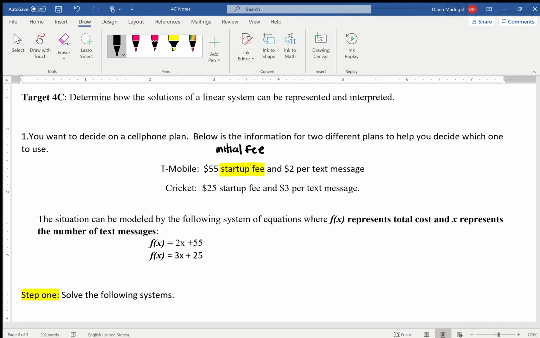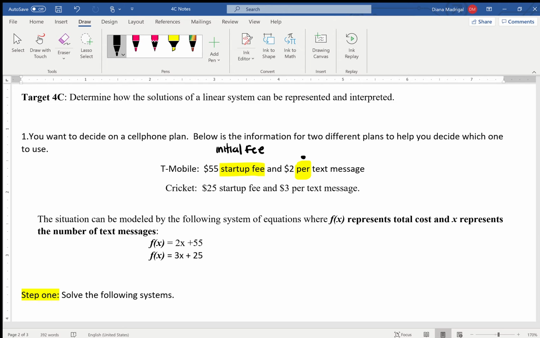All right, remember the word per. The word per means times the text messages. So it's 2 times the text message. Cricket is charging $25 for the starting fee, so the initial fee, and $3 per text message, so $3 times the text messages. The situation can be modeled by the following system of equations where f of x represents the total cost and x represents the number of text messages.